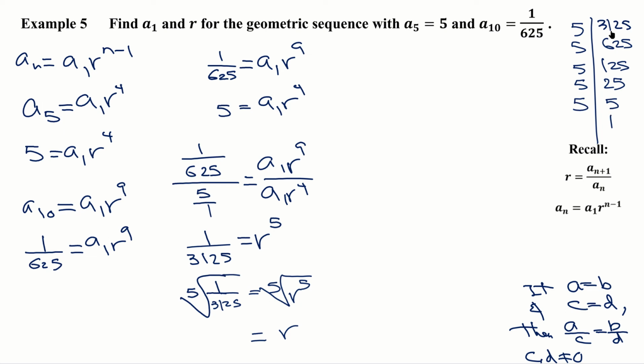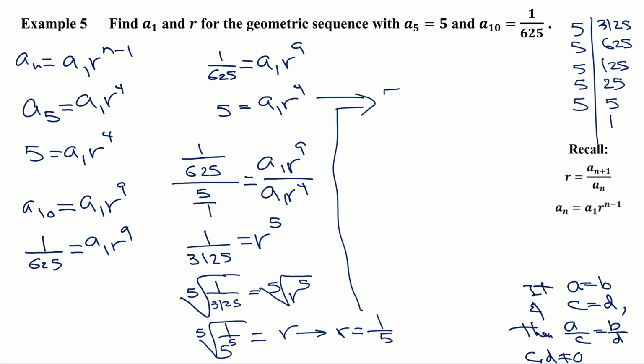So we can see that 3125 is 5 to the power of 1, 2, 3, 4, 5, right? So this is basically the fifth root of 1 over 5 to the 5, which is, of course, going to indicate that r is 1/5, okay? So now that we have r, we can easily get a1. We'll just use r and this equation. So we get 5 equals a1 times r to the 4. Solve it for a1. You get a1 is equal to 5 over r to the 4.